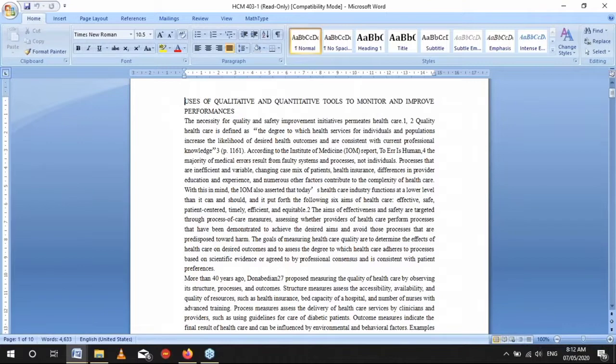I want you to straight away go to this simple definition I want to give you. Just note it, because you may be asked to define the term value. Value has to do with how much something is worth in terms of importance.